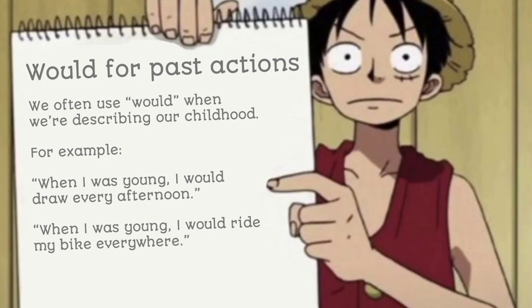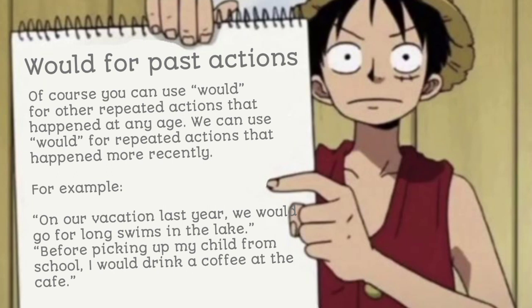Would for past actions. We often use would when we are describing our childhood. For example, when I was young, I would draw every afternoon. When I was young, I would ride my bike everywhere. Of course, you can use would for other repeated actions that happened at any age.